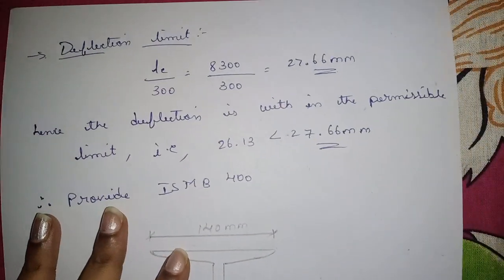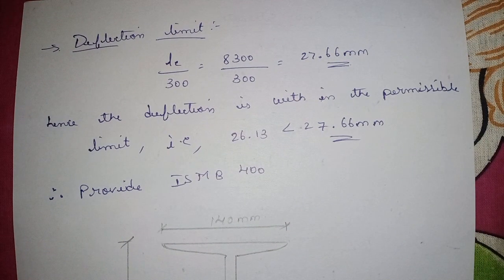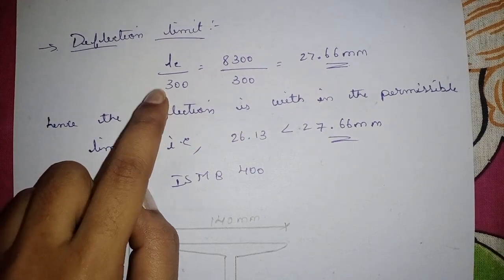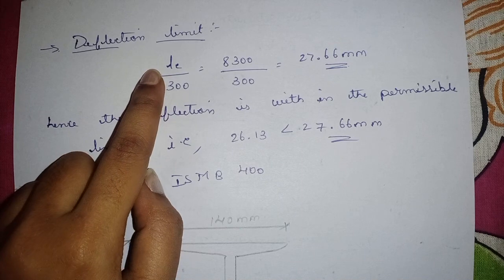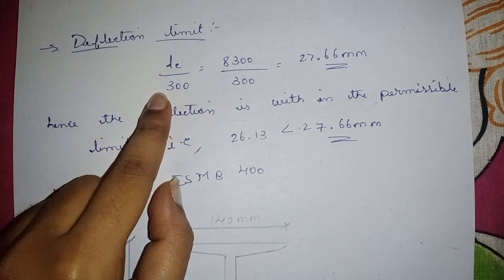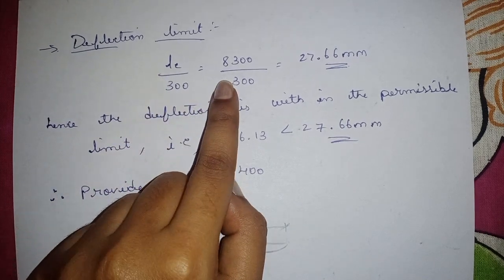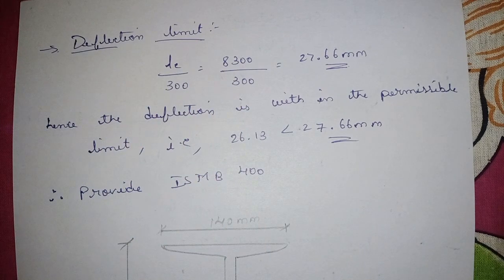Okay. So after this we need to calculate the deflection limit. We got 26 mm as the deflection. What we are getting. We don't know what the maximum limit is, right? Maximum limit is LE divided by 300. This you need to remember. It is according to the code book only. LE is the effective length divided by 300, the constant one. LE is 8300 divided by 300. You will get it as 27.66 mm.